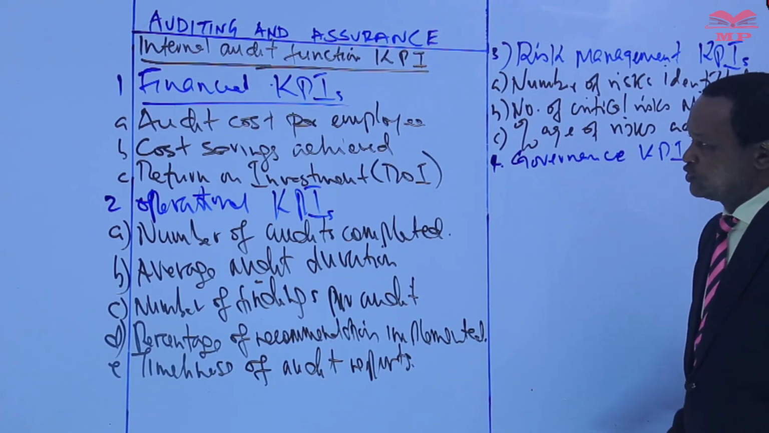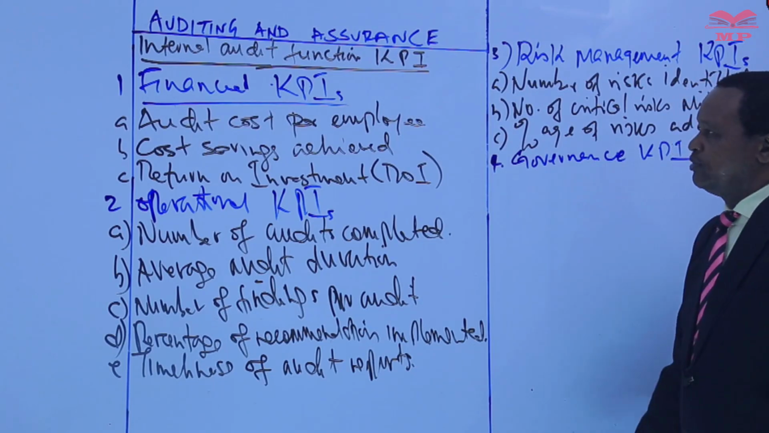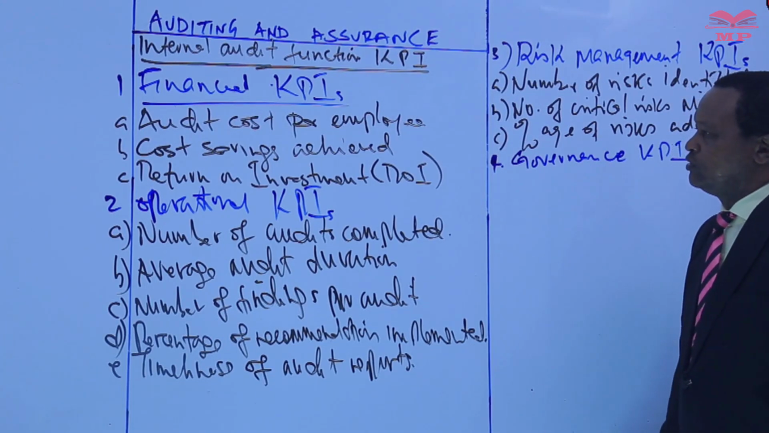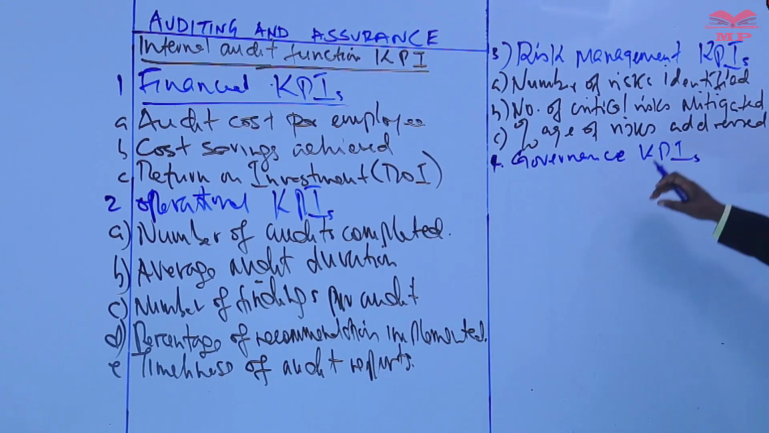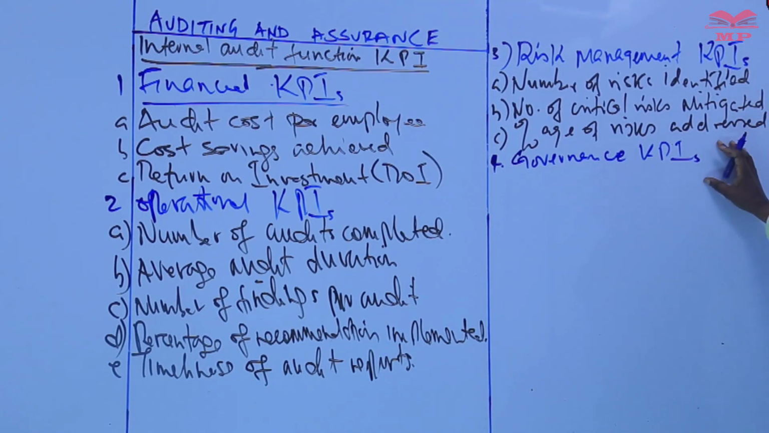The internal audit function performs operation of audits. It's in charge of risk management in an organization. It also helps in ensuring that the management and control of the company is effective. Governance structures. So another category of internal audit key performance indicators is governance performance indicators.